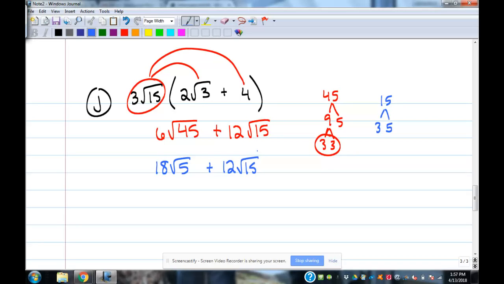Are these two like terms? Why not? Because the radicals are different. You won't always end up with one little bitty answer, like 3 radical 7. You're going to sometimes end up with more than one piece. This is the answer, because nothing else will simplify. We've simplified everything in the problem.